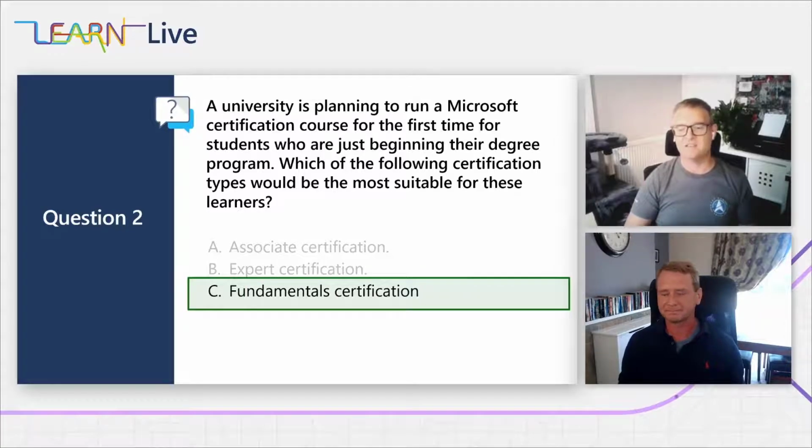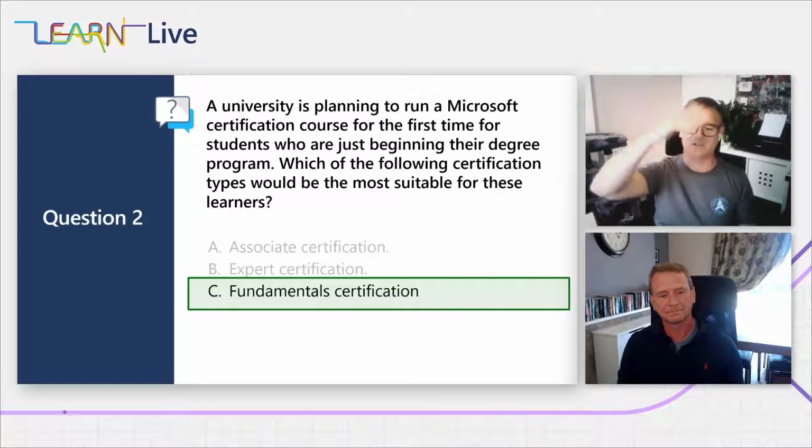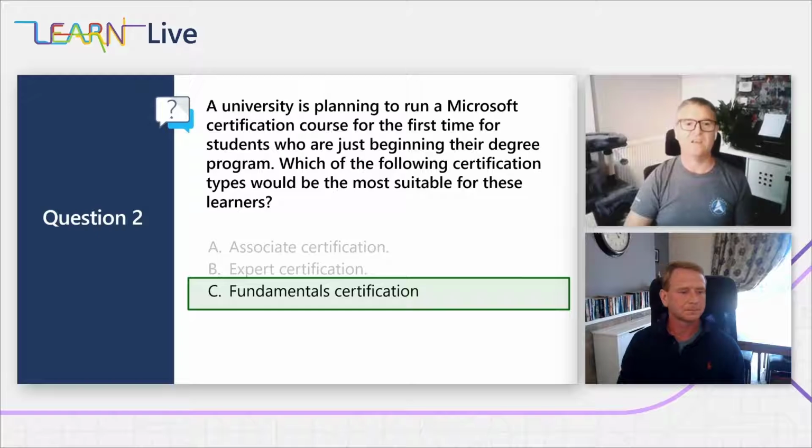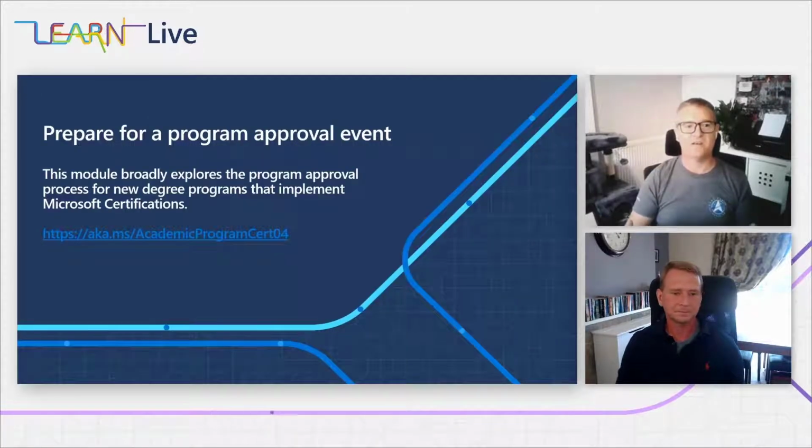Exactly. So the answer is C. As Derek said, we start off with fundamentals, we then move to associate, and then we move to expert level. So typically we'll be thinking of fundamental and associate level certification alignment within degree programs. Once we've done this process, we now move on to how to prepare the program for an approval event.